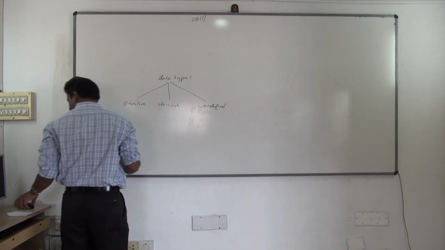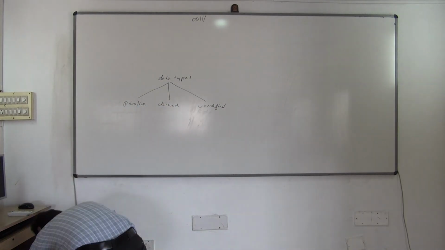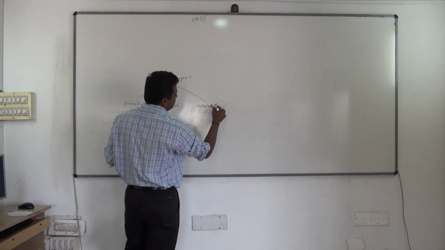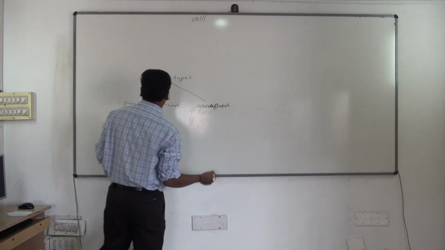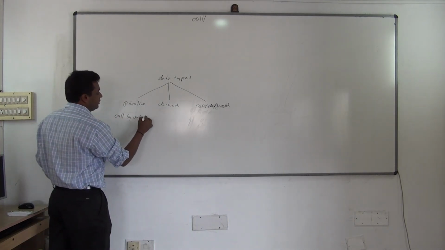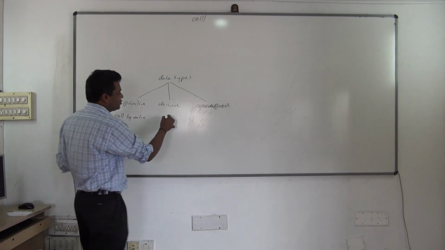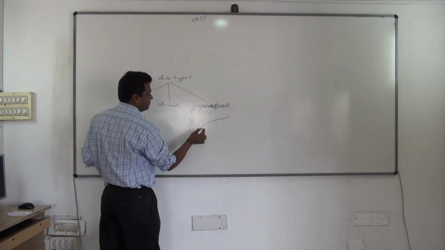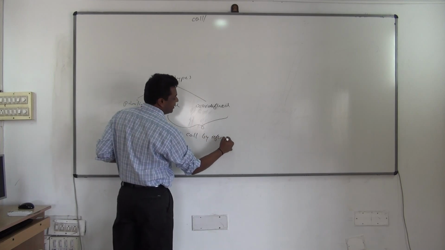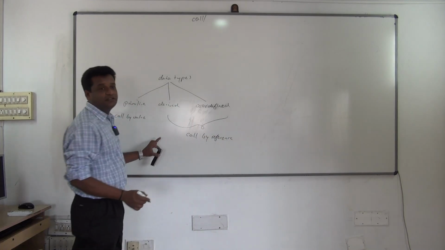For primitive data types it is call by value. Remember this, do not forget. For these two, derived and user defined, it is call by reference always. Means if you send an array as an argument, you have seen it, it is call by reference.